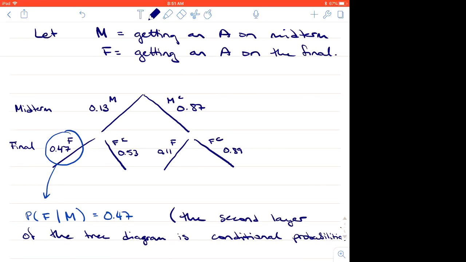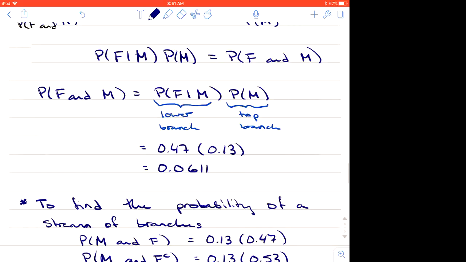So I tell you, okay, so you have a student and they didn't get an A on the midterm and they didn't get an A on the final. What's the probability of that? Right, that's going to be 0.87 times 0.89. Right. So now you know those probabilities, right? So we can just multiply down to find all those total probabilities. Okay.